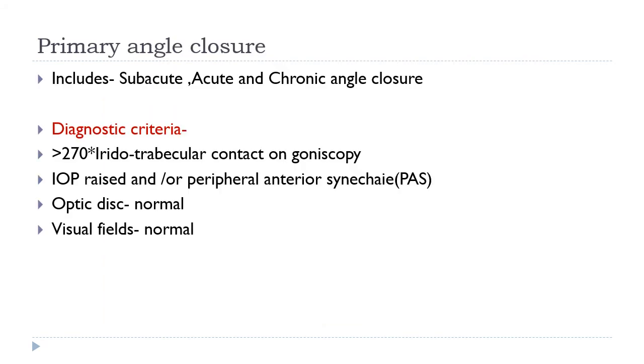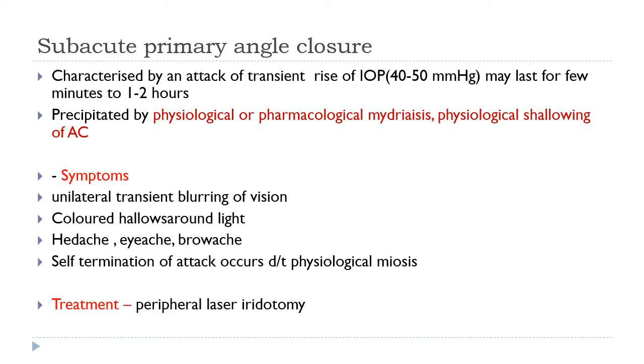Okay. So now coming to primary angle closure. Here it can be subacute, acute or chronic angle closure. Here more than 270-degree iridotrabecular contact is seen on gonioscopy. IOP is raised but optic disc and visual fields are normal. Then there is subacute primary angle closure glaucoma.